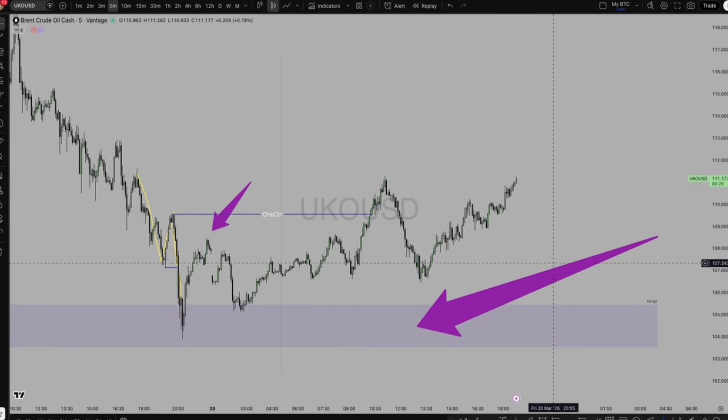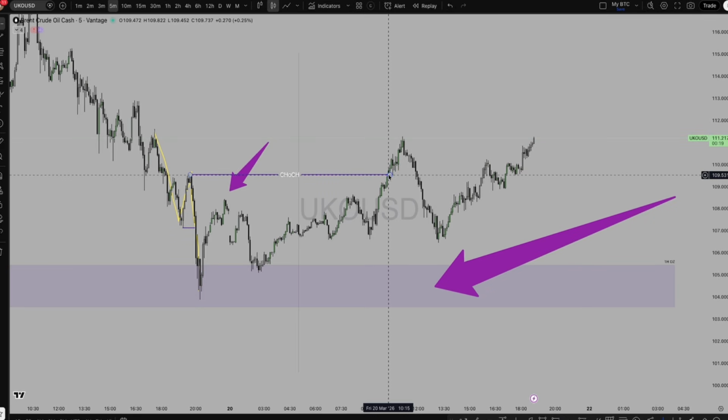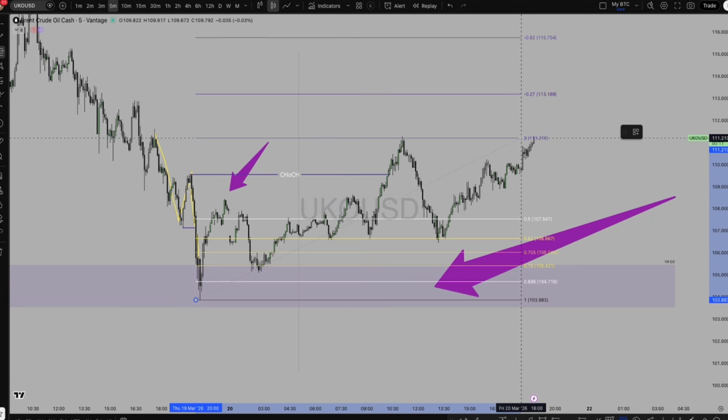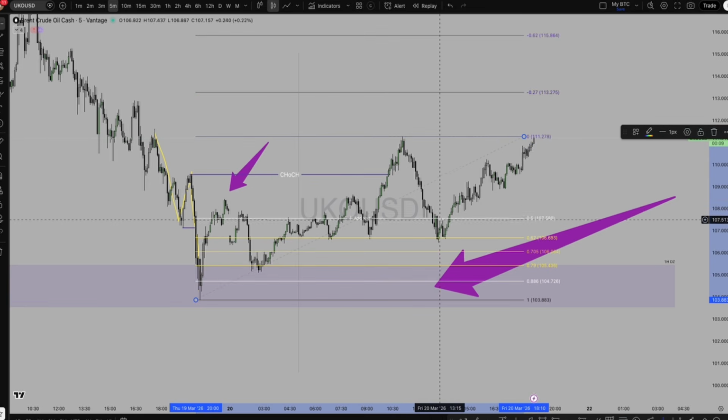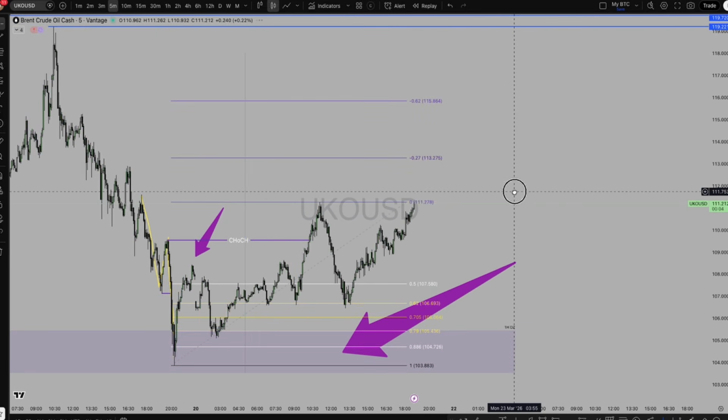And when I see a change of character, there were two options. One is to enter immediately and one is to wait for a 50% retracement. So taking it from this low here to this high. Okay, this is my 50% retracement. So two possible entries if you're taking this trade.